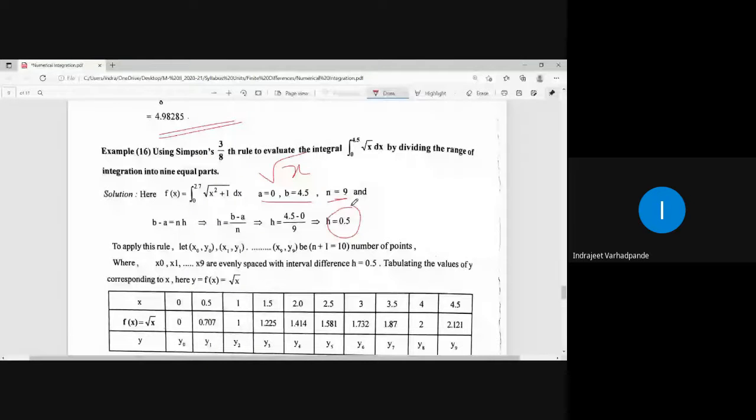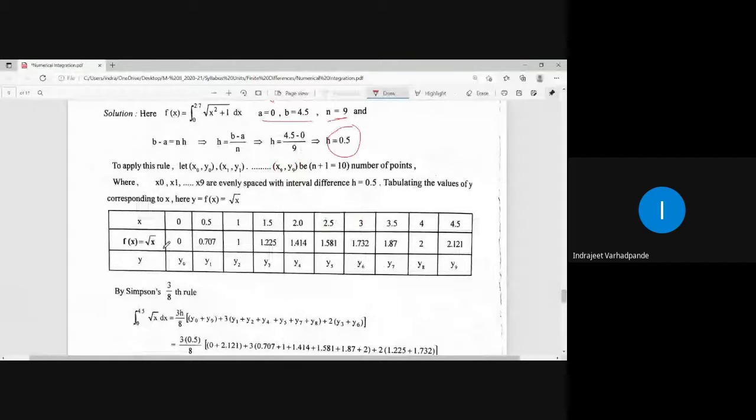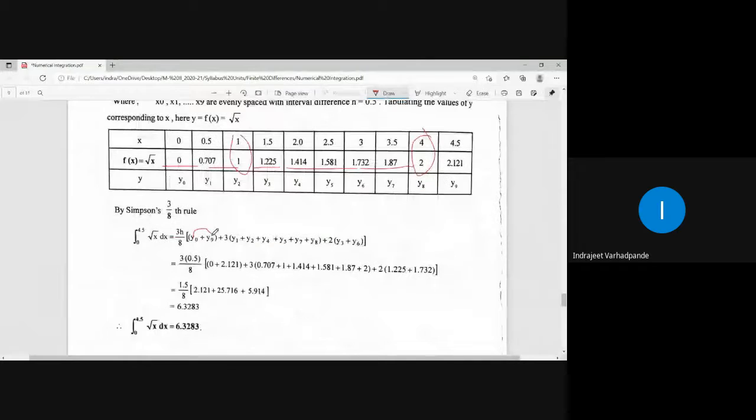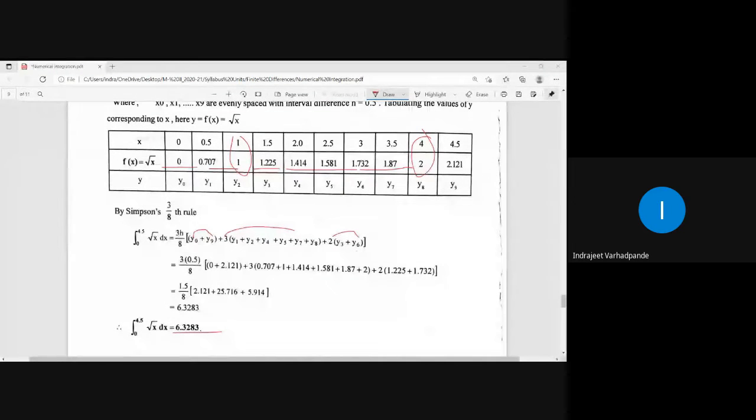Here the function is root x, from 0 to 4.5. The total number of ranges they have said is 9, h comes out to be 0.5. Find root x at each point: square root of 4 is 2, square root of 1 is 1. First and last, 3h by 8, 3 into the remaining, 2 into all multiples of 3, and that is how we try to simplify and get the answer without actually performing the integration.